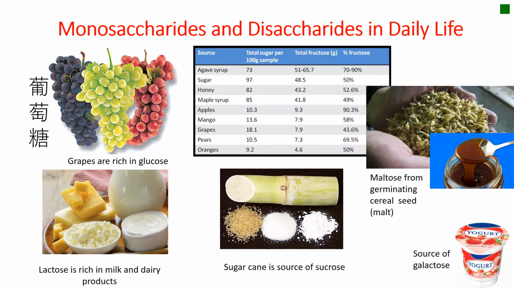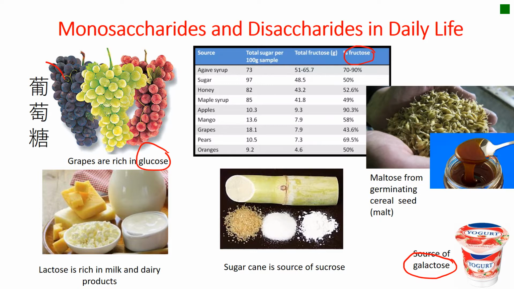Let me give you some examples of monosaccharides and disaccharides in your daily life. There are three monosaccharides that I have here: glucose, fructose, and galactose. The first one is glucose. Glucose can be found easily in grapes.